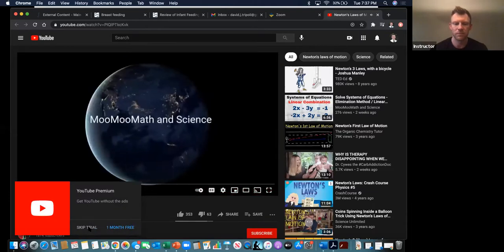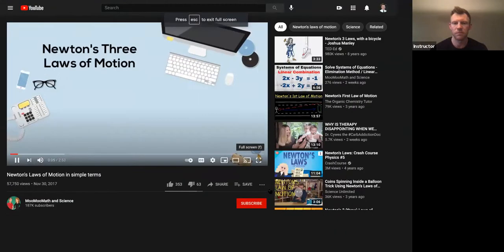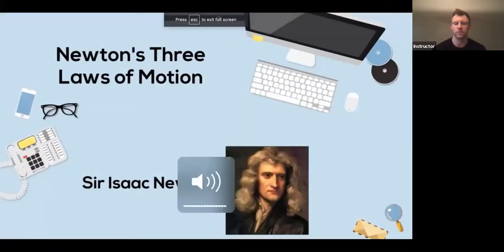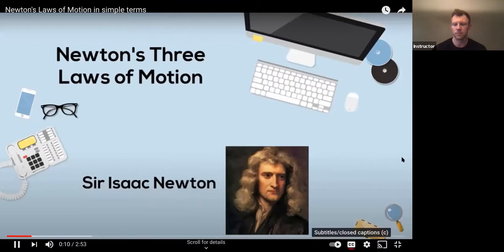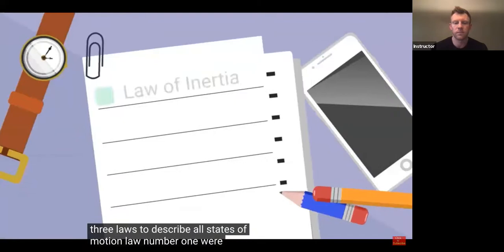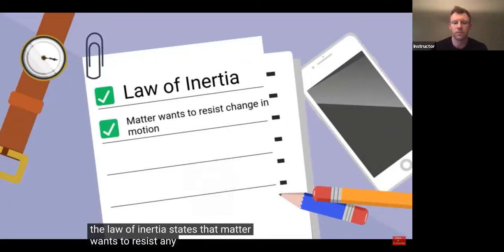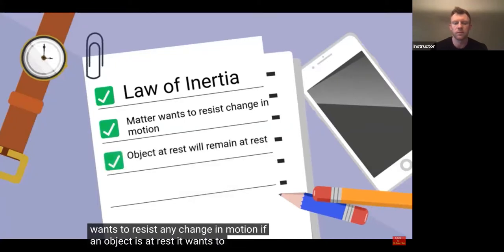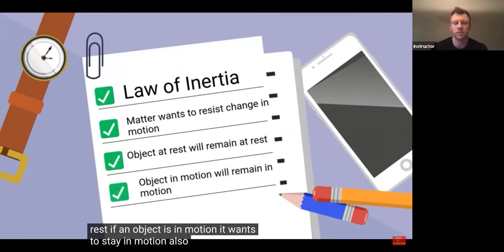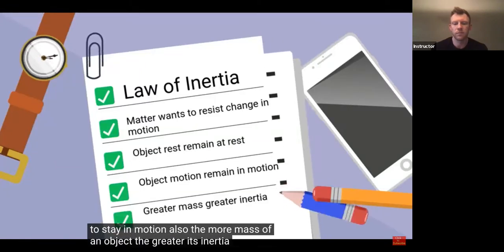Welcome to Moo Math and Science. In this video, I'd like to talk about Newton's 3 laws of motion. Sir Isaac Newton lived in the 1600s and developed 3 laws to describe all states of motion. Law number 1, or also called the law of inertia, states that matter wants to resist any change in motion. If an object is at rest, it wants to stay at rest. If an object is in motion, it wants to stay in motion. Also, the more massive an object, the greater its inertia.